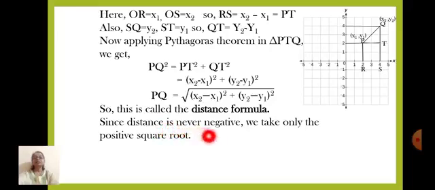Since the distance is never negative, we take only the positive square root. You know, if the answer is square root of 25, it has two values, plus 5 and minus 5. But here we are dealing with distances and distance is never negative. So we will take only the positive value, right? So remember, this is our distance formula.